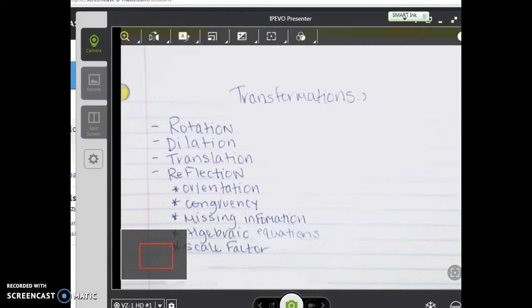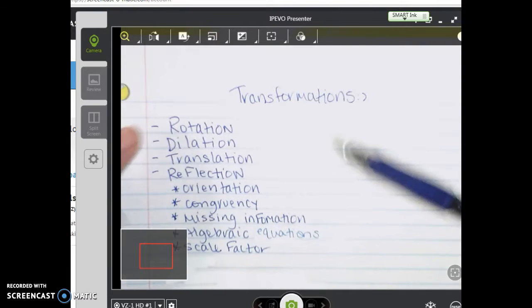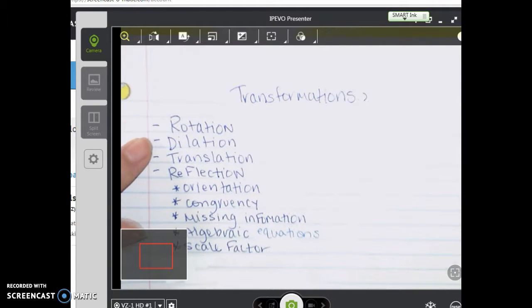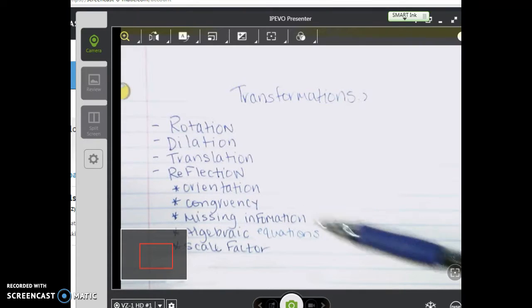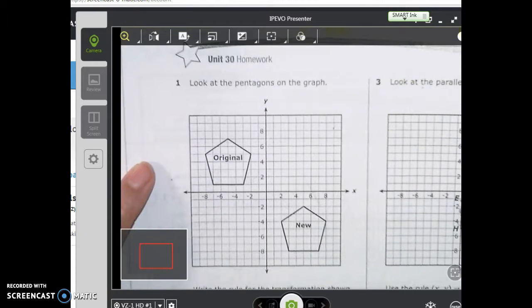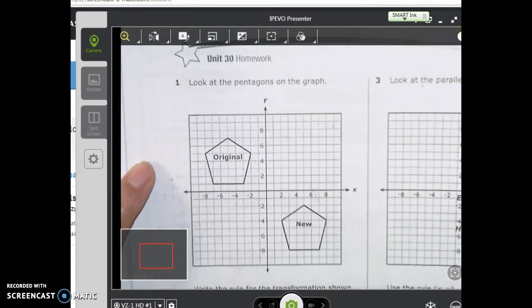Good morning, class. I'd like to talk today about transformations. We have some options here. We have rotation, dilation, translation, reflection, and in those four different flavors, we want to discuss orientation, congruency, missing information, algebraic equations, and scale factors if applied. The first problem I'd like to look at is translations.